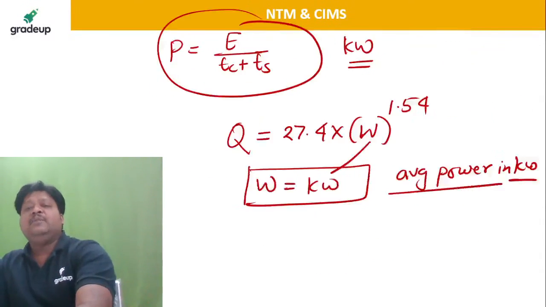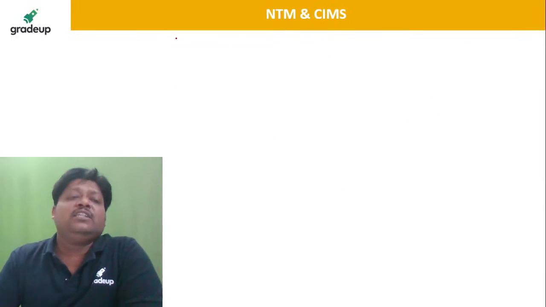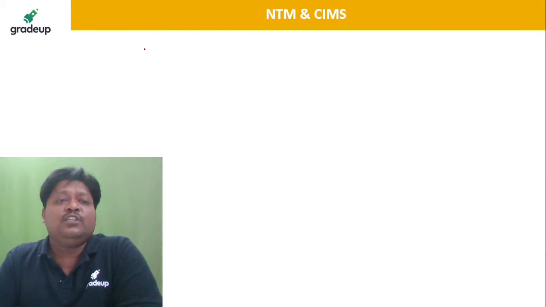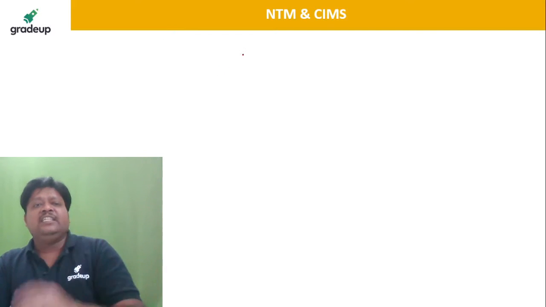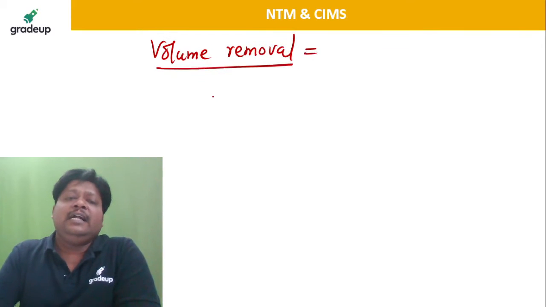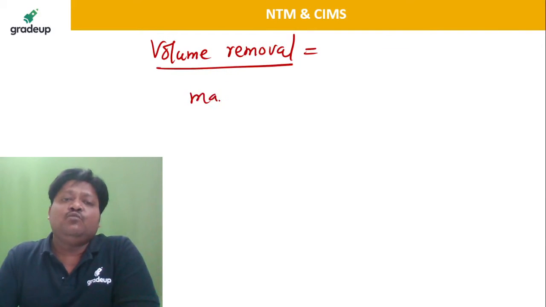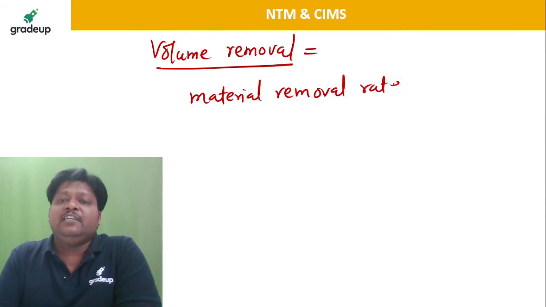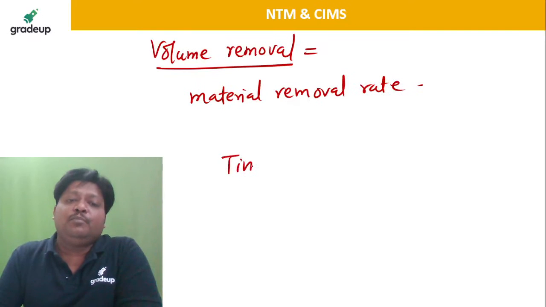And many times they will ask what is the time required to do the operation. So once you get, from the geometry of the machined surface, the volume of removal, and if you know the material removal rate, rate means per unit time, so definitely we will get the time required to do the operation.